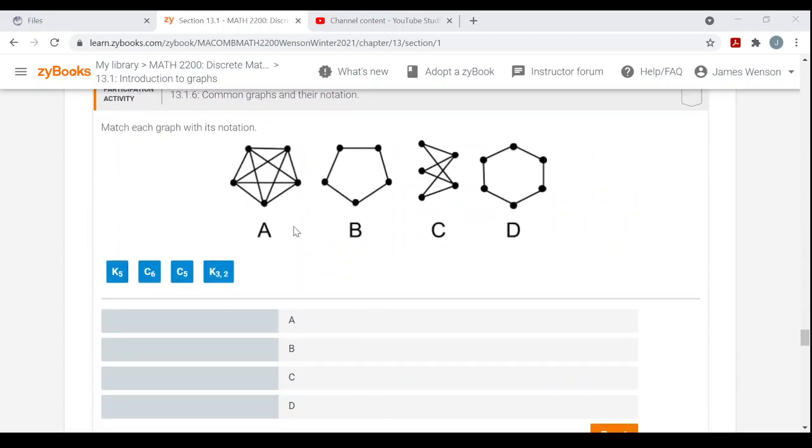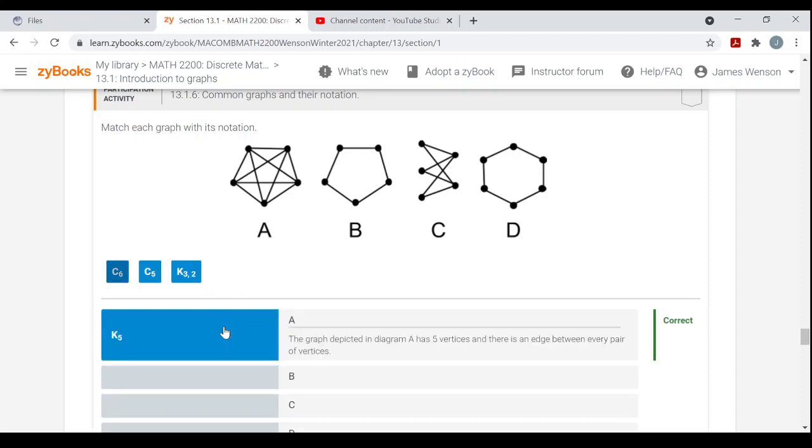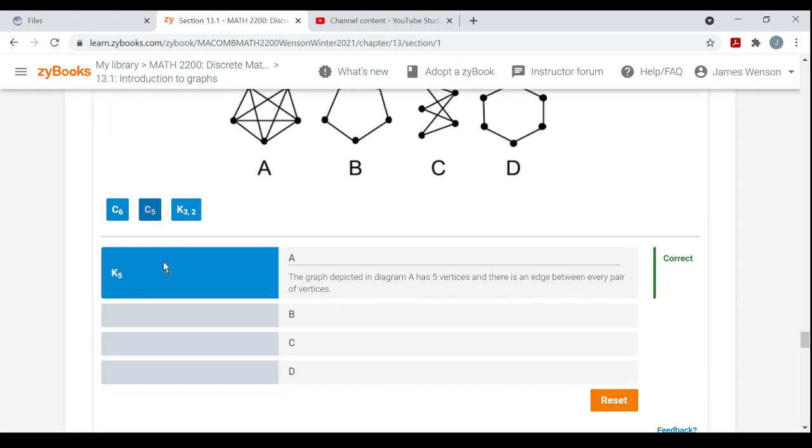Alright, so let's ask you here. This one here says 5 vertices, every single one has degree 4. This would be a K5, a complete graph on 5 vertices, right? Every vertex is adjacent to the other 4. B is one of those cycles on 5 vertices, and every single vertex has degree 2. So that's C5, right? It's a cycle on 5 vertices.